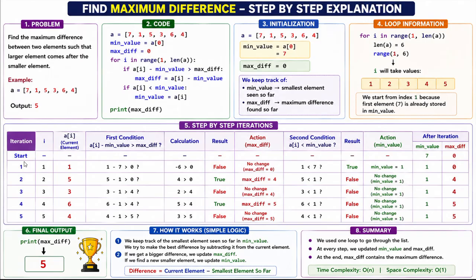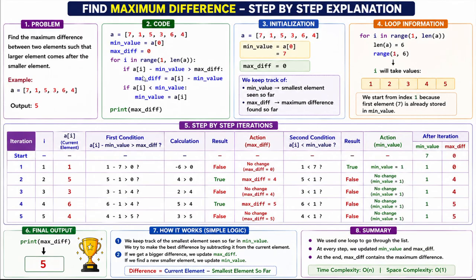Iteration 1. See here: a of i minus minimum value. The minimum value means 7, right? a of 1 means 1. 1 minus 7 is minus 6. Minus 6 greater than 0, false, right? So there is no change. Maximum difference equal to 0 only.